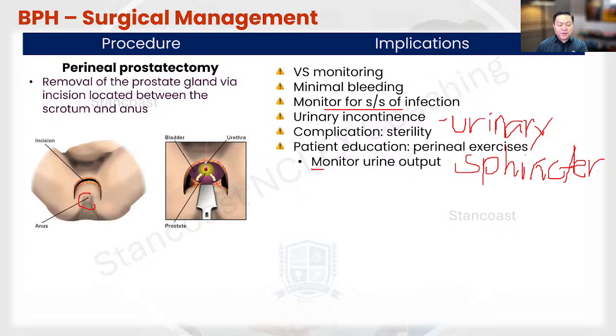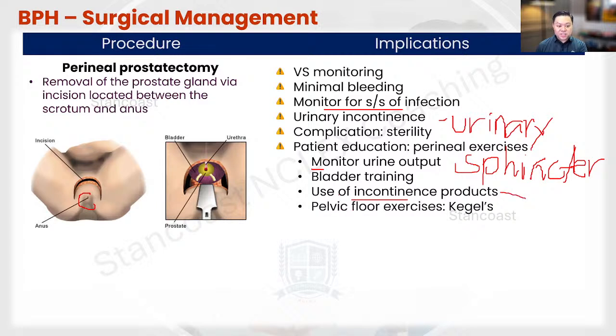Again, monitor the urinary output, bladder training, and plus the use of incontinence products to prevent leaking into the other skin sites. So we want to make sure that we're also changing the incontinence products often to prevent any sores, and make sure that we are going to teach them about the Kegels exercise. And this is really going to strengthen the muscles that control the urination. Okay. Again, this is a temporary complication, the urinary incontinence.